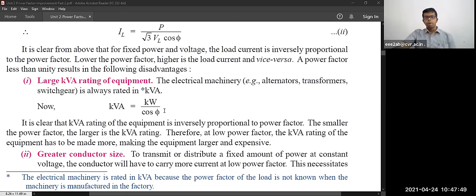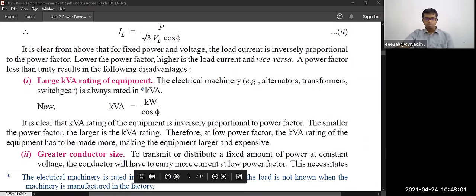If the power factor is higher, equivalent to 1, the kVA will be normal, as with a distribution transformer of 11 kV to 415 volts. But if the power factor becomes lower, the kVA rating might be increasing. So you have to increase the kVA rating of the transformer.